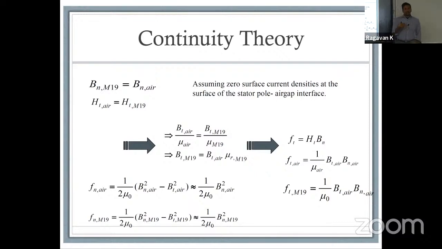So all you have to do is calculate, because your mu, your permeability, changes. Based on that, your B will change as well. Depending on what permeability you have, you will get a new value for B in the tangential direction. So what this means is that the tangential field H in M19 and air is the same, but the tangential flux density in the steel is given as 1 over nu naught times the flux distribution in the air. Okay, so the math here is fairly straightforward.